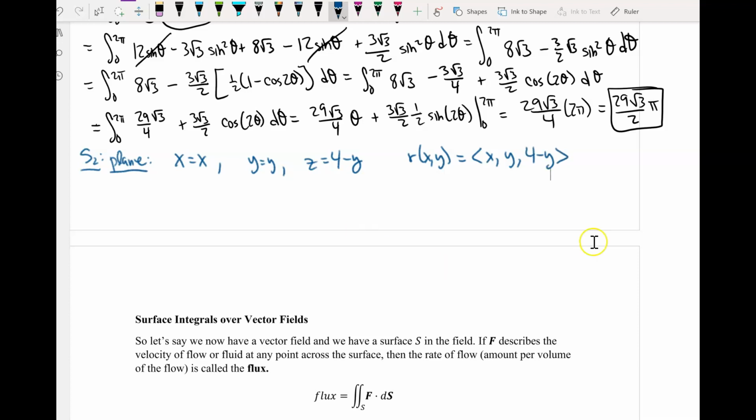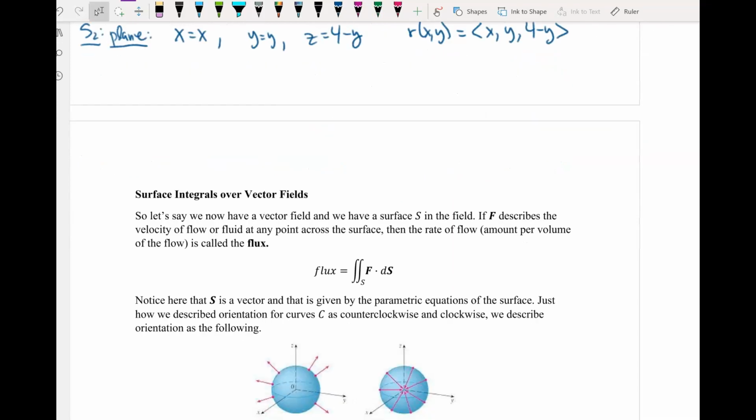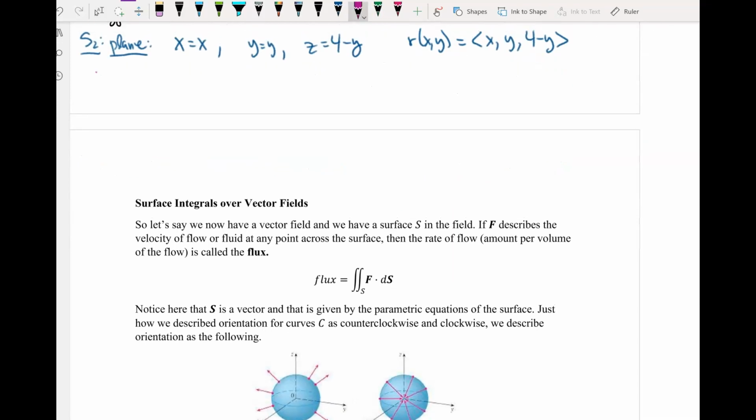All right, so now luckily for us, this one we don't need to take the cross product. We can just use our regular surface integral formula. So we can just do the double integral over the surface S2 of f of x, y, z dS. So we're going to take our double integral over the region D. So we know it's y plus z, but we know what z is. Z is 4 minus y.